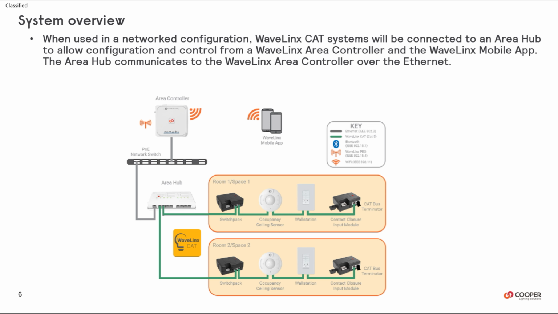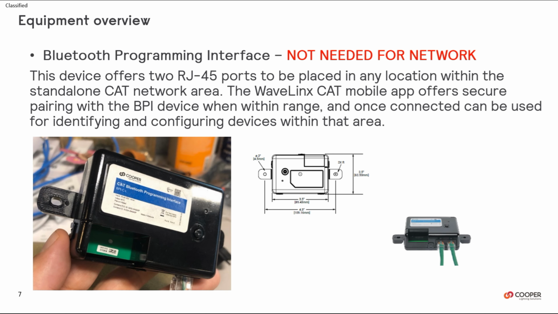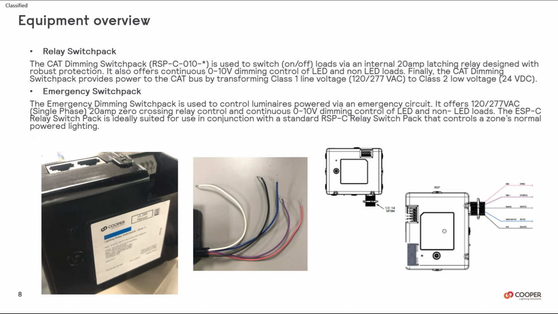When used in a networked configuration, WaveLinx CAT systems will be connected to an Area HUB to allow the configuration and control from a WaveLinx Area Controller and the WaveLinx mobile app. The Area HUB communicates to the WaveLinx Area Controller over Ethernet. The BPI is not needed for network programming, but can allow for some customization for single area programming. The relay switch pack and emergency switch pack are used to switch loads on and off, as well as offers continuous 0 to 10 volt dimming.